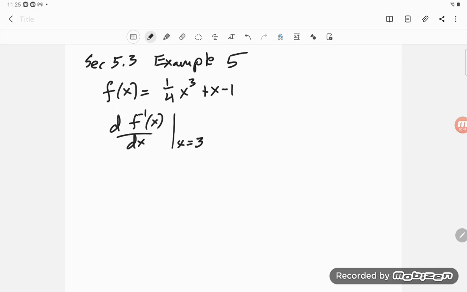Okay, so, oh, I'm sorry, no, that's part B, I guess. Okay, part A, they would like to know just what's the value of f inverse of 3. So there's part A.